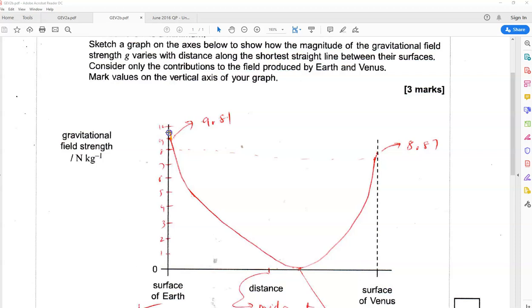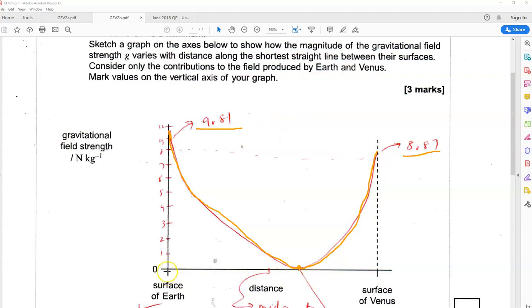Starting from there, it goes all the way here and reaches 0, and this is the point where the gravitational field due to Earth is 0, and the gravitational field of Venus kicks in from here. So here it's 0, and from here you can continue the line showing this increase in the gravitational field as you approach Venus, and it ends at 8.87. This is the value given in the question.